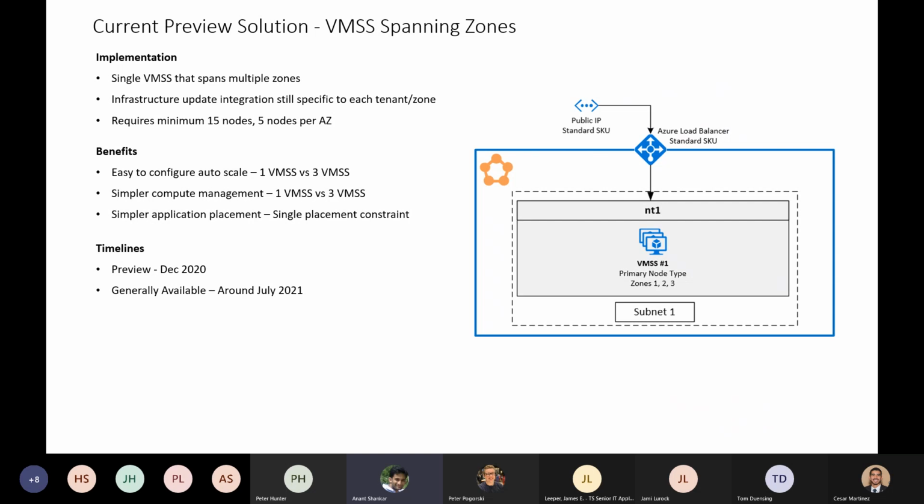If I go into this solution more, this also requires 15 nodes, which means you need to deploy at least 5 nodes per AZ. This is a requirement because the underlying infrastructure updates that we have need at least 5 nodes to work reliably. This diagram shows that there is just one node type, there is one VMSS, and there are 3 zones. And there is just one load balancer, which is configured for this VMSS.